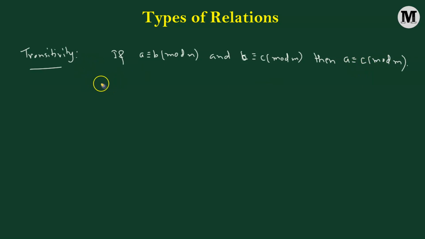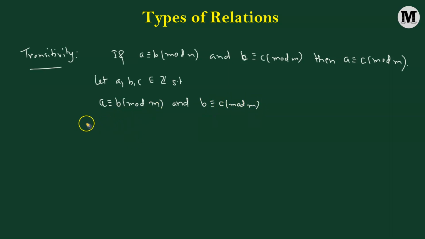Okay, so let's begin. Here we're going to consider three numbers, A, B and C, belonging to the set of integers such that A is congruent to B modulo M, so this is true, and B is congruent to C modulo M, so this is also true. Now A congruent to B modulo M, what does it mean? This simply means that A minus B is divisible by M.